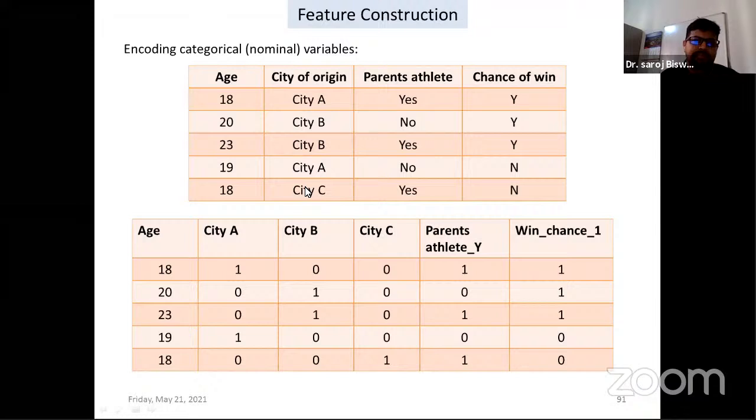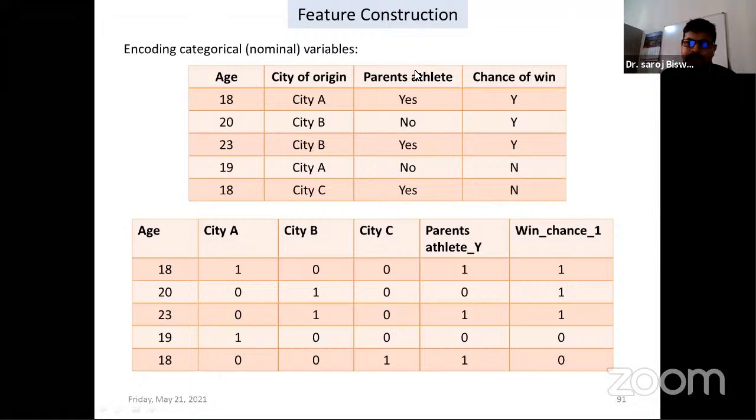So now for 3 different options we can create 3 different columns: city A, city B, city C. In the first case we're having city A. That's why for the city A column we have given 1 for this particular observation, and city B the value is 0, city C the value is 0.